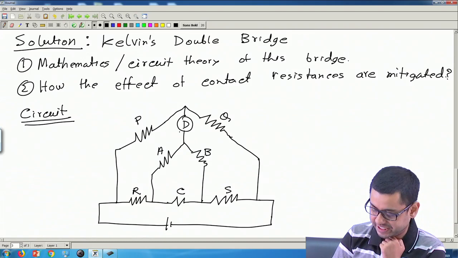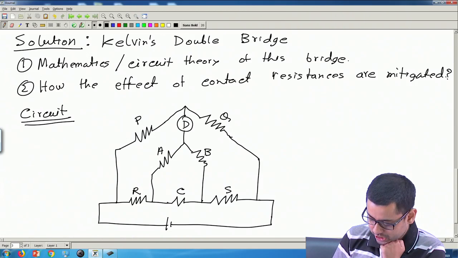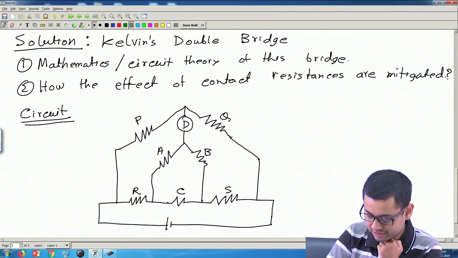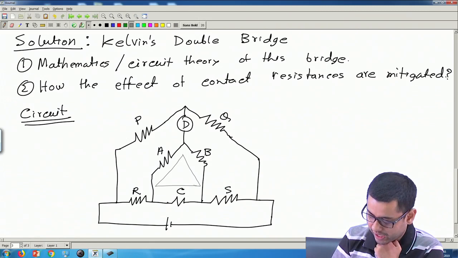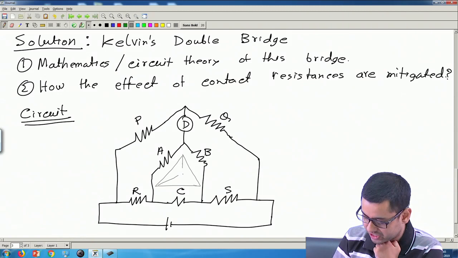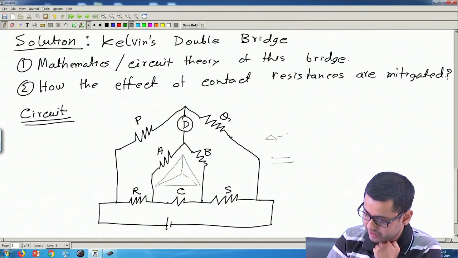To find that, we will apply a star delta conversion in this region here. So, consider this delta ABC, and we will make an equivalent star circuit for this. So, let us apply star delta conversion, or delta to star in this case, delta to star conversion.